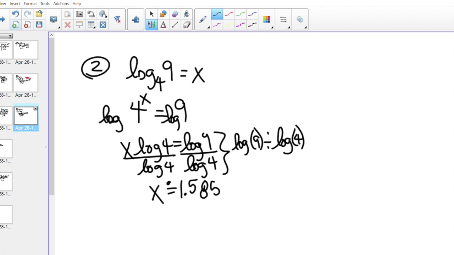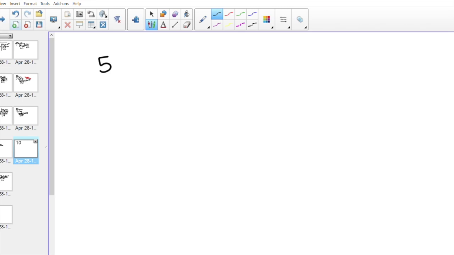1.585. That's number 2. Now I'm going to leave number 3 and number 4 for you. Number 3's answer is 2.226. Number 4's answer is 22.517. Now number 5 is where we would use this in case you were solving for x in a problem.